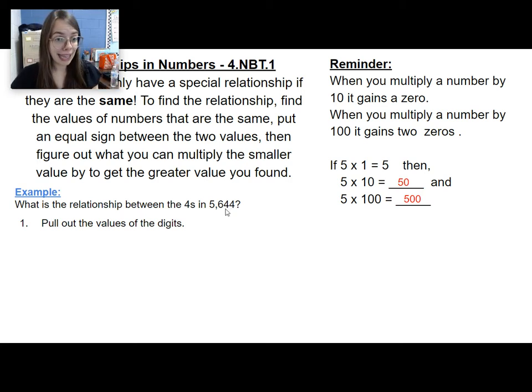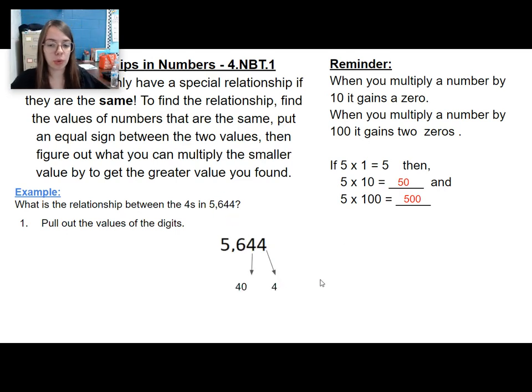Beside that is the tens place. It then goes to the hundreds place, the thousands place, and then the 10,000s place, okay? So to pull out the values of the digits, this 4 is in the ones place, so it's 4 ones. This 4 is in the tens place, so it's worth 4 tens, which is 40, because 4 times 10 would be 40. Base number 4 gains a 0 since it's a multiple of 10.